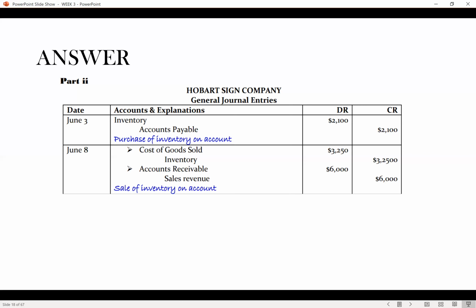Accounts receivable is a what? Accounts receivable is an asset. And when an asset increases, what do we do? We debit. So this is why we're debiting accounts receivable $6,000. That is what we sold it for. And we're crediting sales revenue $6,000. And the narration for this is sale of inventory on account.